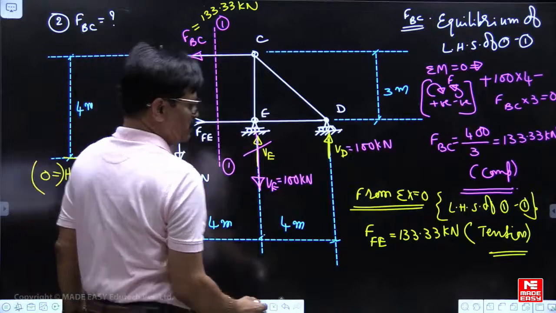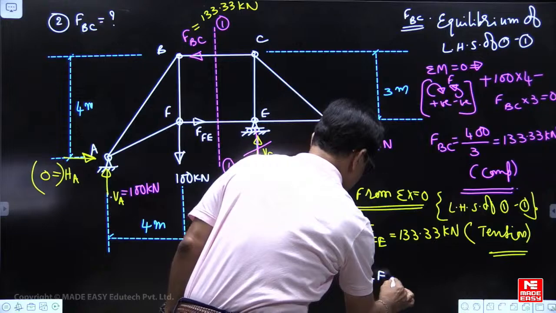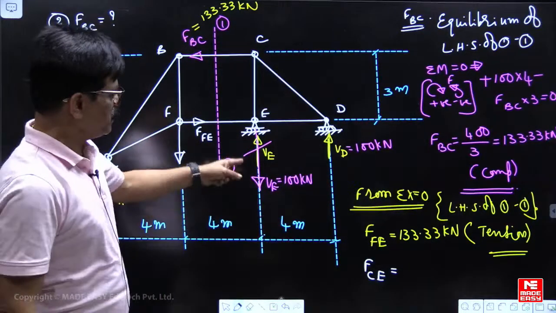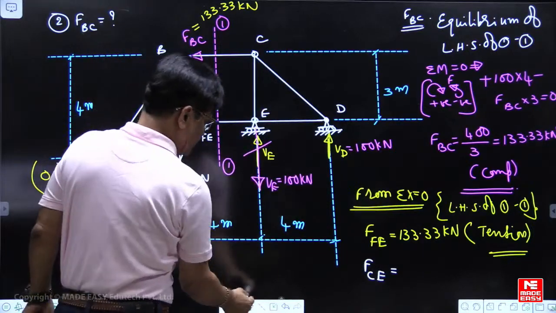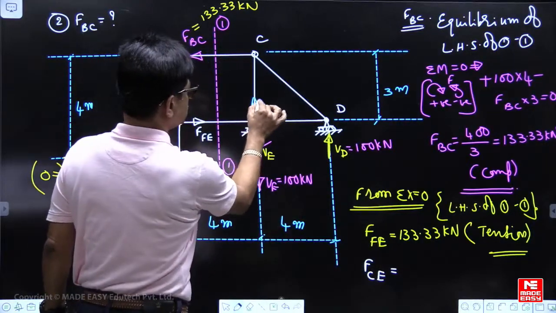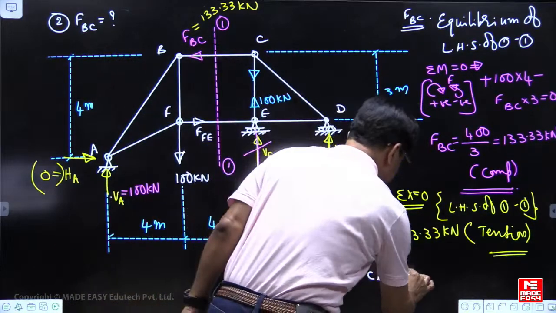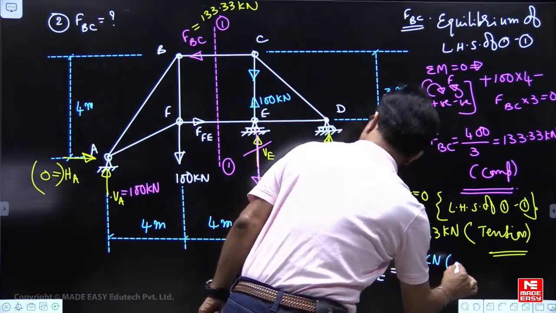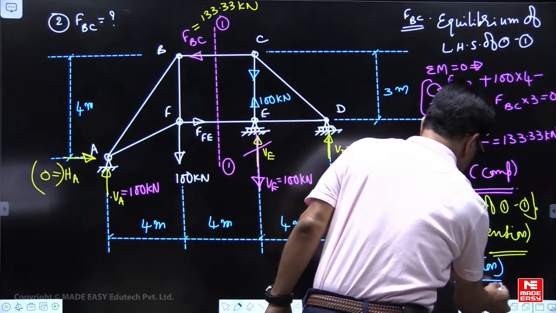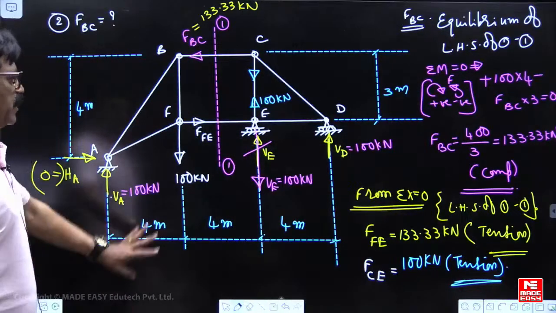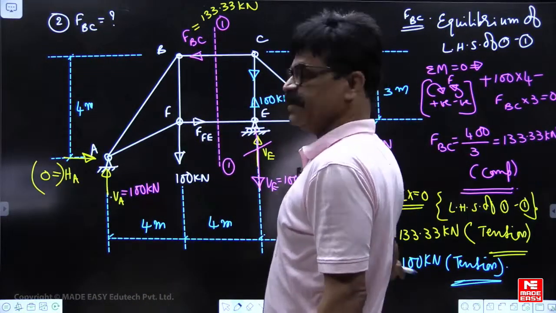Now 133.33 kilonewton. This is how, whether they ask this one or this is same. If they ask you the force in the member CE, suppose, we don't know which question they will ask. Force in the member CE, if you want, say, this is 100 down, this means it should be 100 up. Away from the pin, away from the pin. So you will get 100 kilonewton, away from the pin means tension. So like this, they can ask you what is the force in member BC or CE, FE or CE.